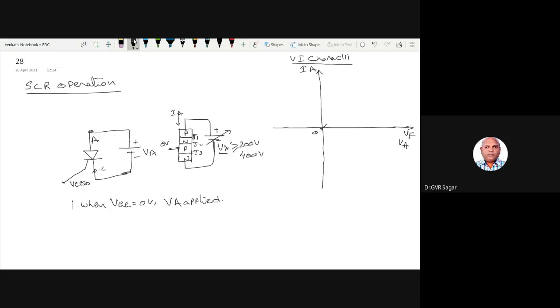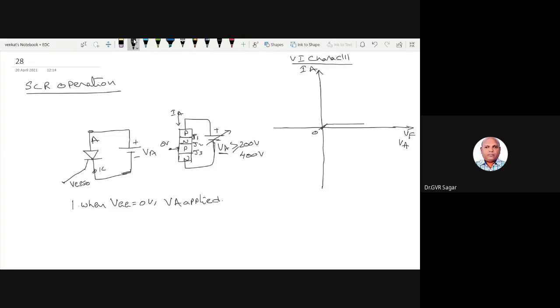So VA is applied. This VA voltage will make junctions J1 and J3 forward biased, but junction J2 is reverse biased. A small voltage will not turn it on unless junction J2 breaks down, so a heavy voltage is applied. Under this process, some reverse current is flowing through J2. The reverse current I am representing like this. This is the amount of reverse current.